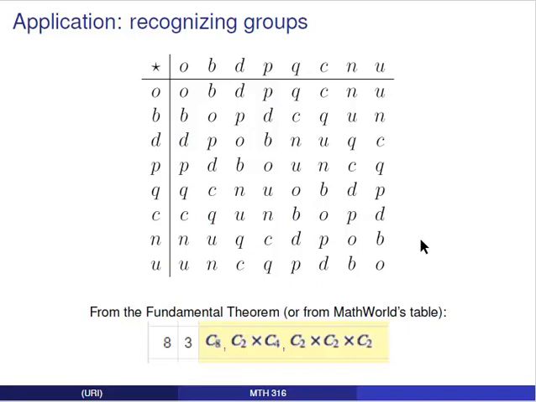Well, the fundamental theorem of finite abelian groups, or MathWorld's table if you like, tells us that there are 3 possibilities for abelian groups of order 8. One is the cyclic group Z8. The other is the direct product Z2 with Z4. And finally, we can take the direct product of Z2 3 times. Which of these possibilities is this group isomorphic to?